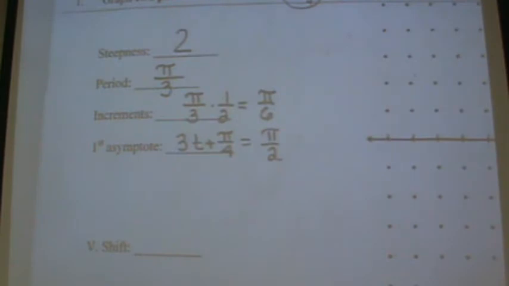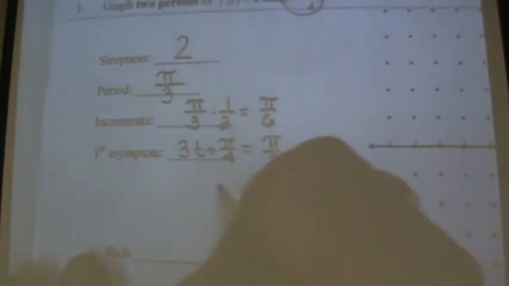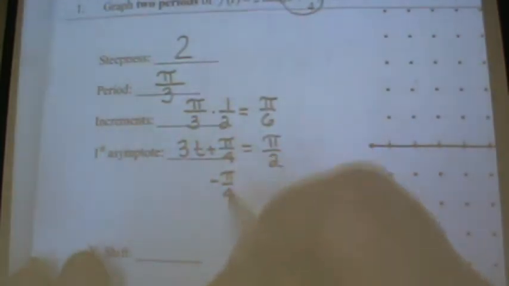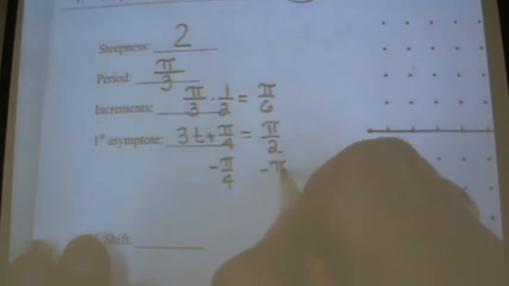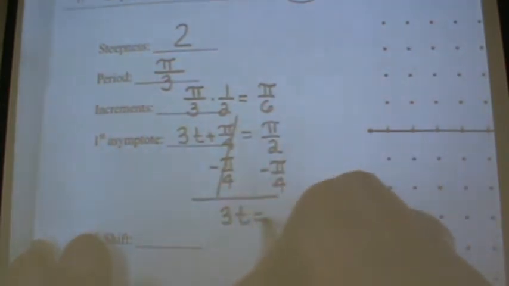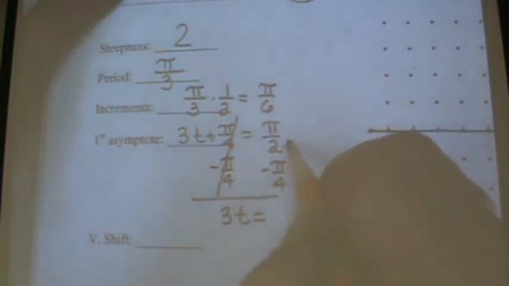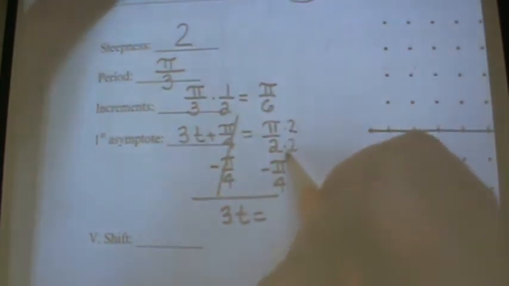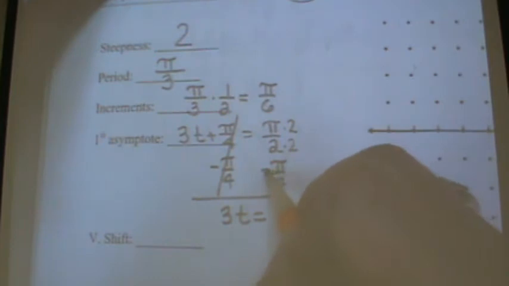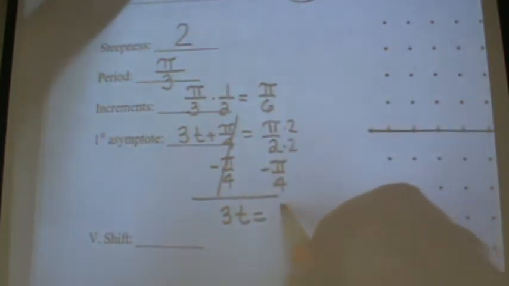Pi over 12. No, I can't. Tell me what to do. Let's do it. Don't try. Minus pi over 4. Pi over 4, good. So subtract pi over 4. That's why I left a little bit of room here. So you get 3t equals, I'm going to get a common denominator here. So 2 pi over 4 minus pi over 4 is?